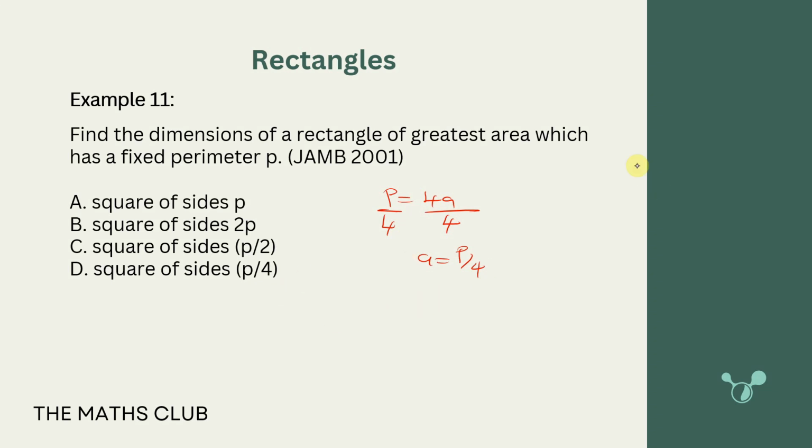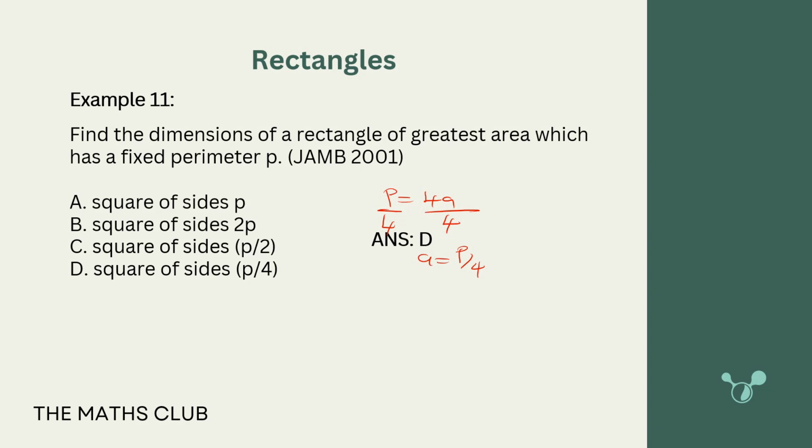Once you know that it is a square, because the square is what will give you the greatest area, like we said, and they said it's also a fixed perimeter. If the perimeter was variable, that is a different case, but the perimeter is fixed. Just divide whatever perimeter they give you by 4, and that will give you your answer, which would be option D.